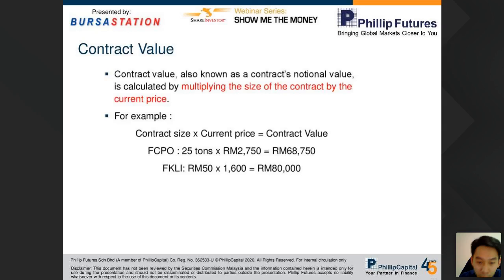One thing good about futures trading is that by using merely a margin of just 4,500 on FCPO, you are controlling a position of 68,750. About 15 times leverage there. As for FKLI, it is 50 ringgit times the futures index, which is 1,600 for just an example. So you will get a contract value of 80,000. So leverage for FKLI is slightly higher, about 20 plus times.